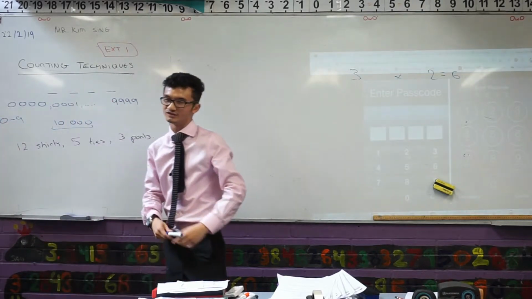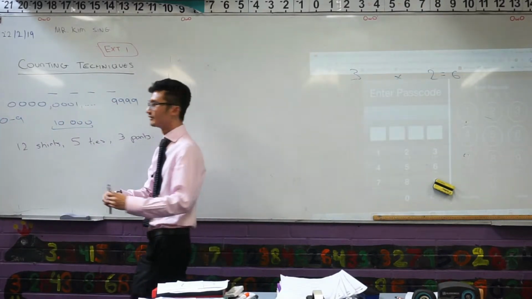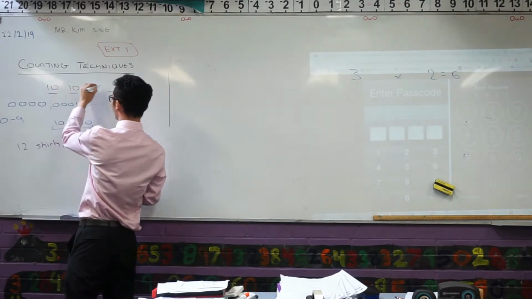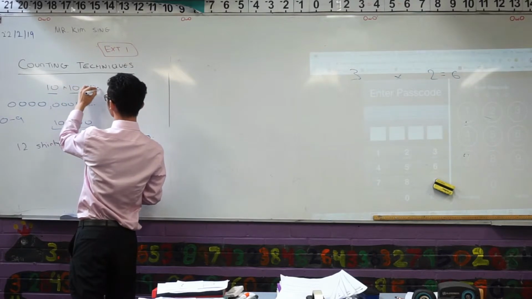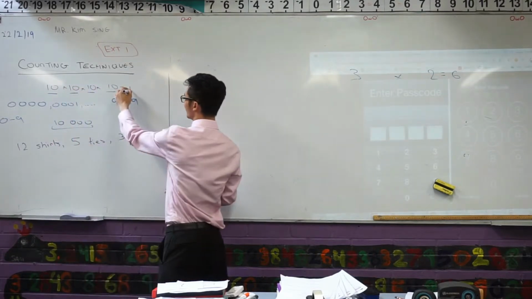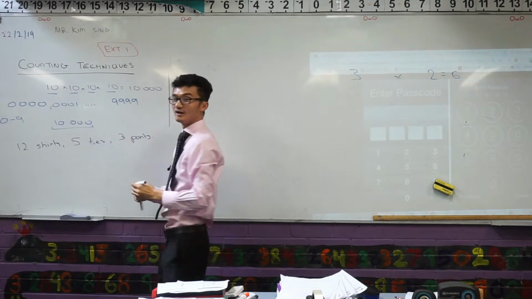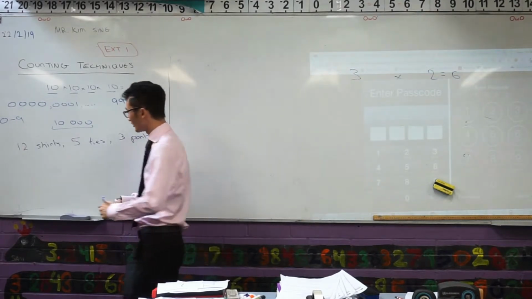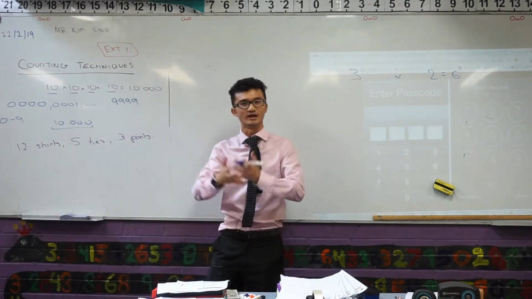So how many choices is that for the first? 10, right? How many choices is it for the next one? 10, 10, and 10. If you multiply that all together, you actually do get 10,000, which is how many possible codes there are. So now here, I don't have to draw my tree diagram. What would I do? How many positions do I have here?